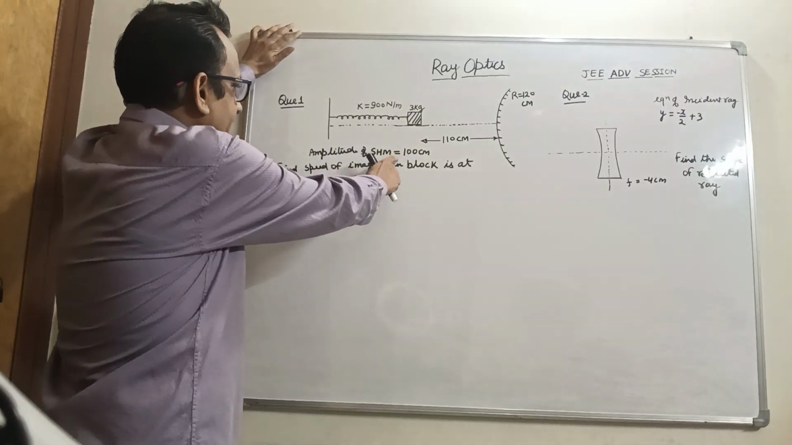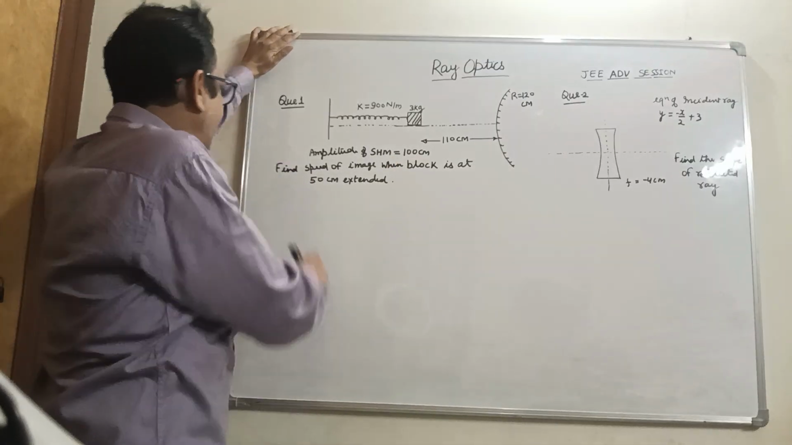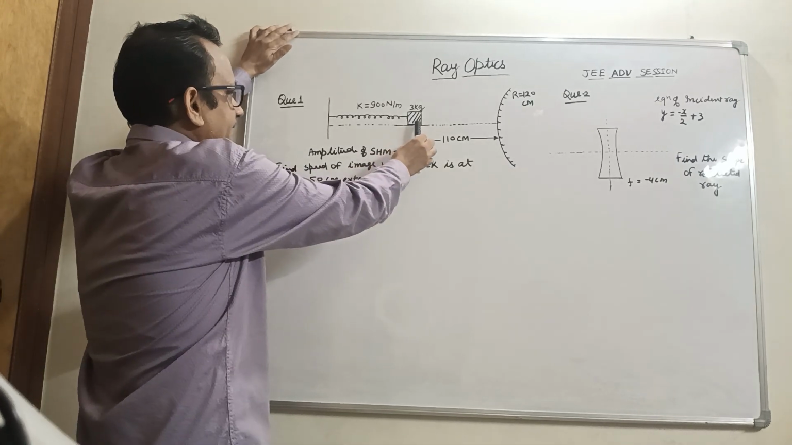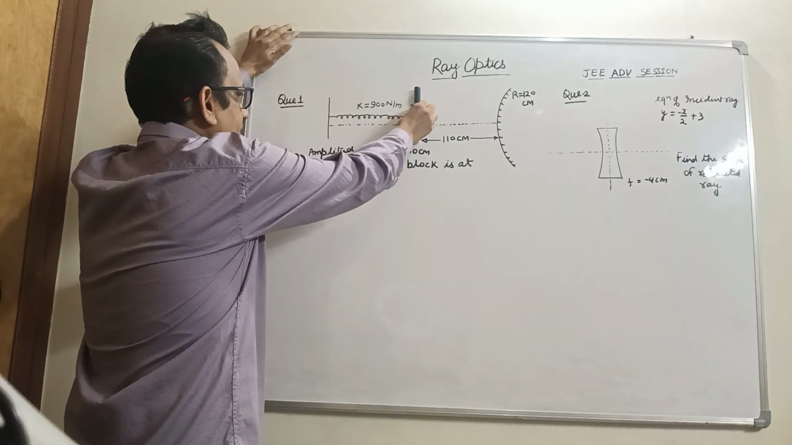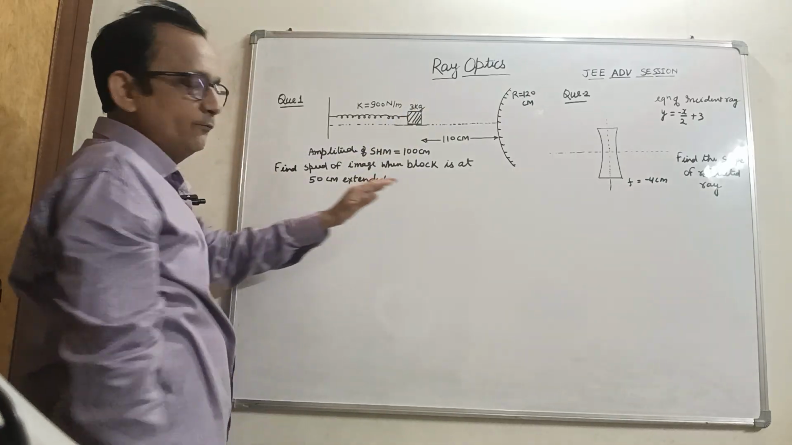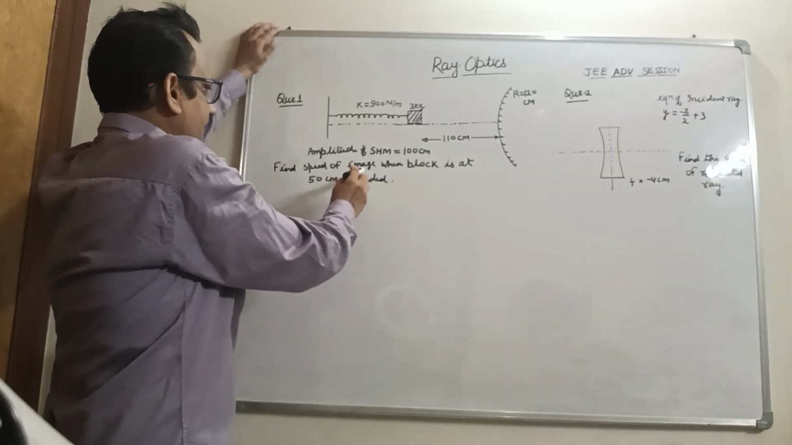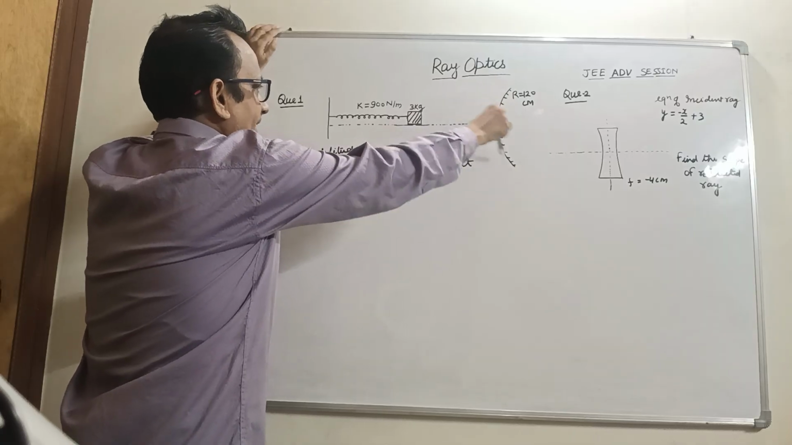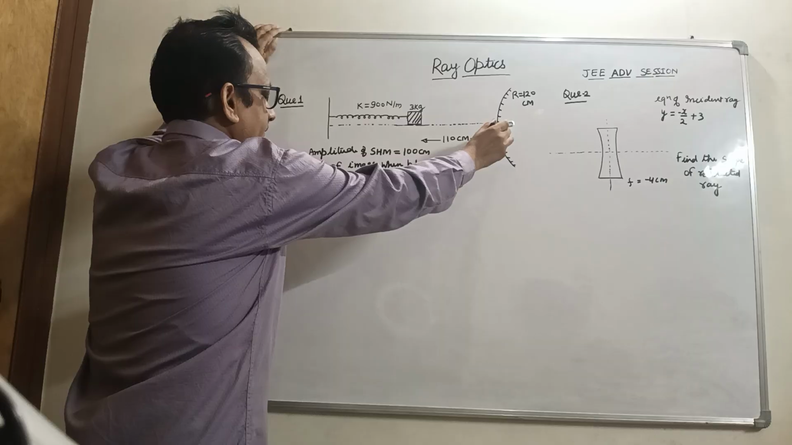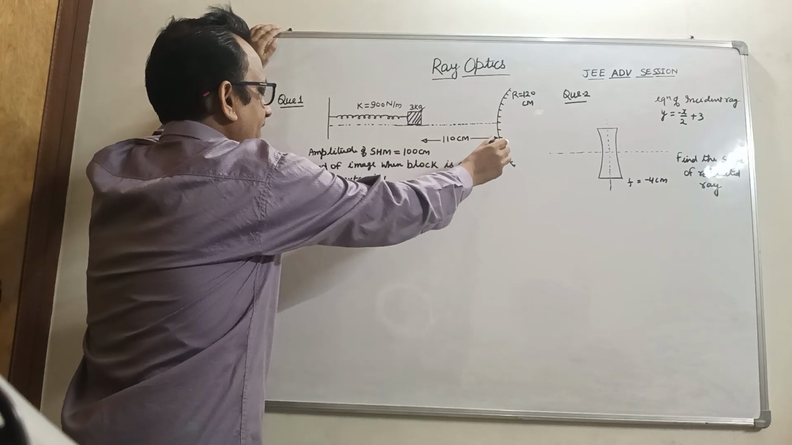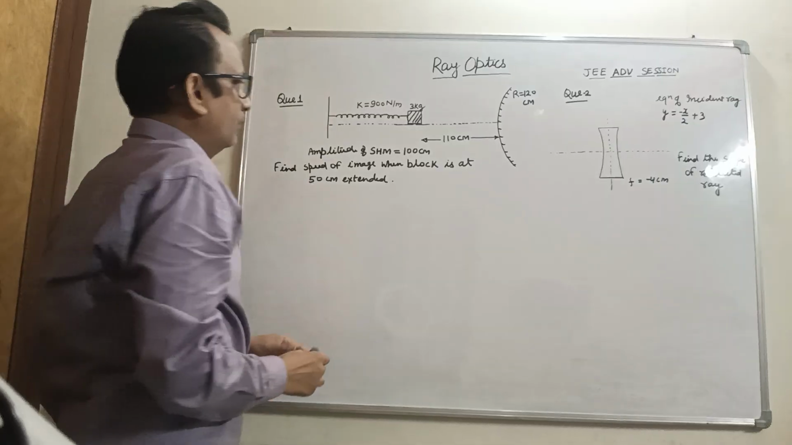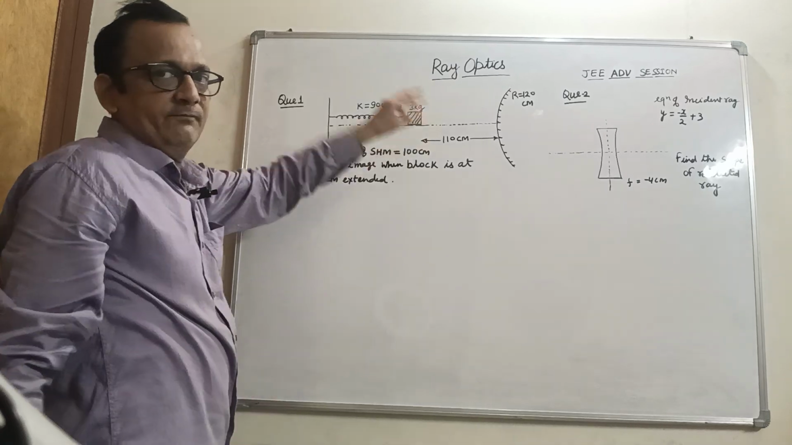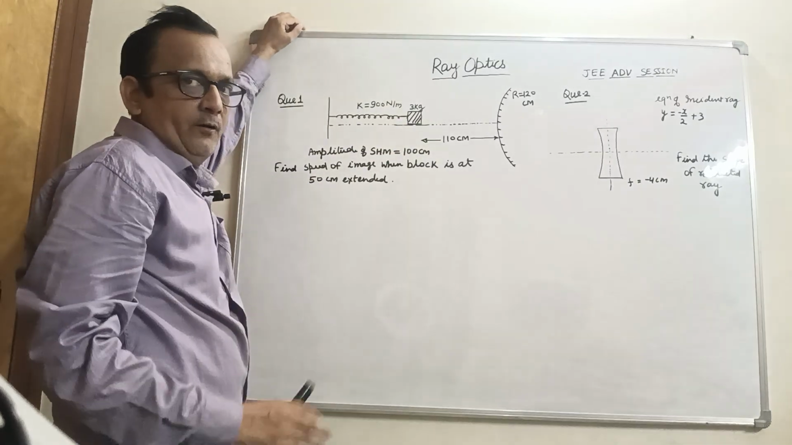The amplitude of SHM is 100 centimeter, and we have to find the image when the block is at 15 centimeter extended. This is the initial position of the block, and we have to find the speed of the image. This is a convex lens, so we have to find the image formation by the convex lens. When this block is extended 50 centimeter, then we have to find the position of the object.